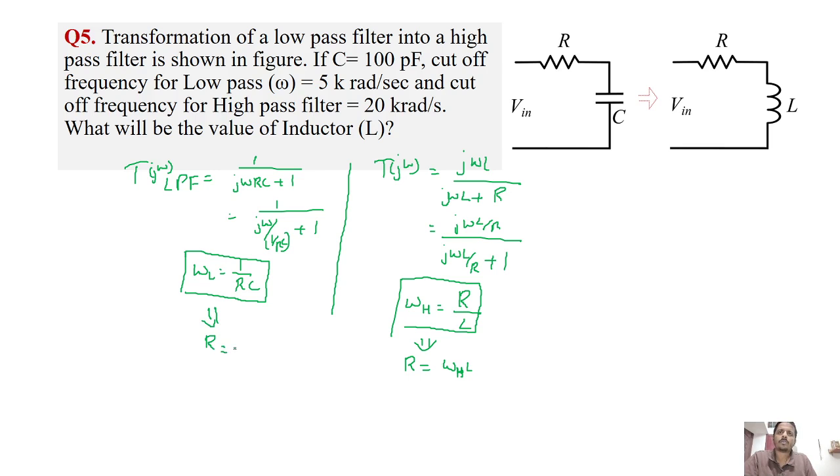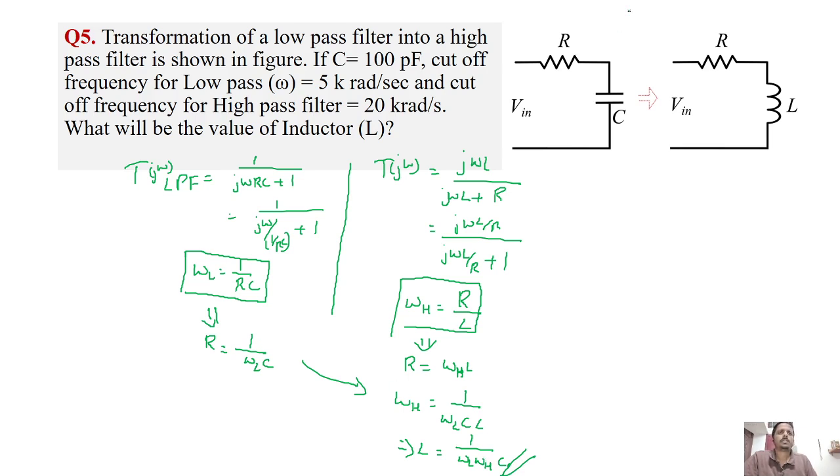So R equal to 1 by omega L C. So I'll substitute here. So what I'll get, omega h equal to 1 by omega L C, that is R into L. So what is L? I'll bring L to the LHS. So L equals 1 by omega L omega h into C. Okay, sir. In both. Okay, so that's it.